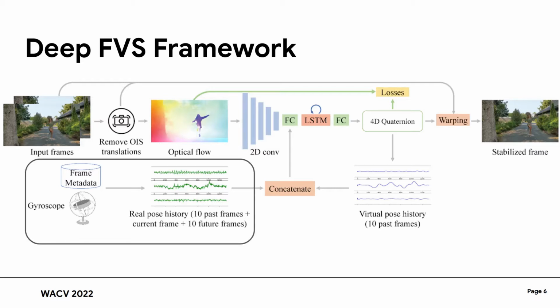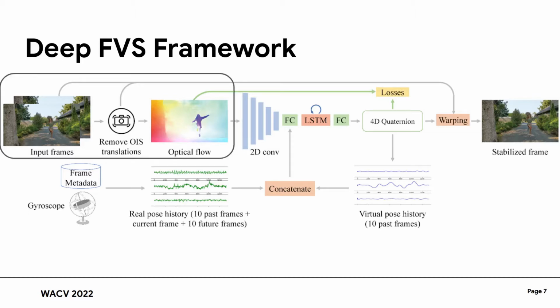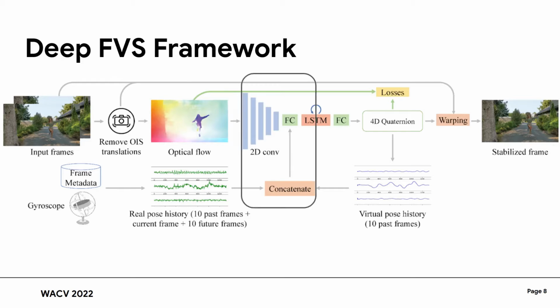On one hand, we use gyroscope data to extract the real camera motion. These real camera motions are stored with timestamps so that we can query a pose from an arbitrary timestamp. On the other hand, we also extract the optical flow from the input videos. Please note that we remove the OS translation so that the input to our model contains only the camera and object motions. Also, the optical flow can be extracted efficiently from dedicated hardware in a smartphone's video processing pipeline. We then fuse this information and feed it into the network for the stabilized virtual camera pose.